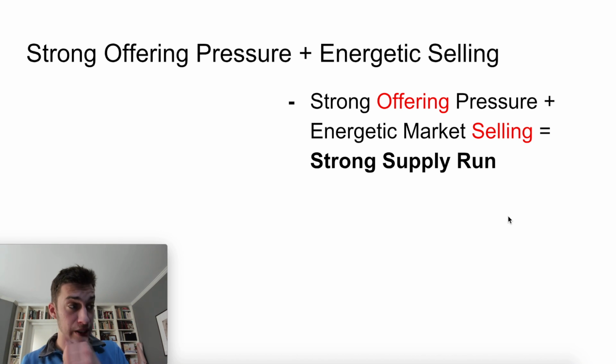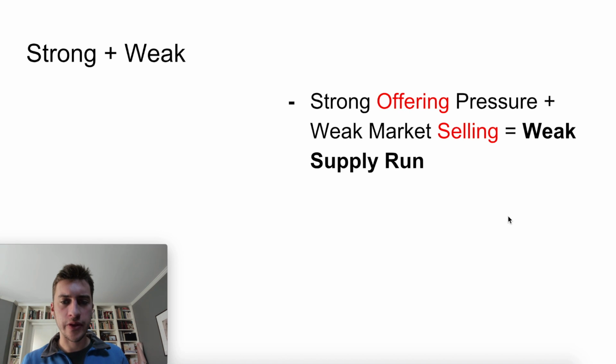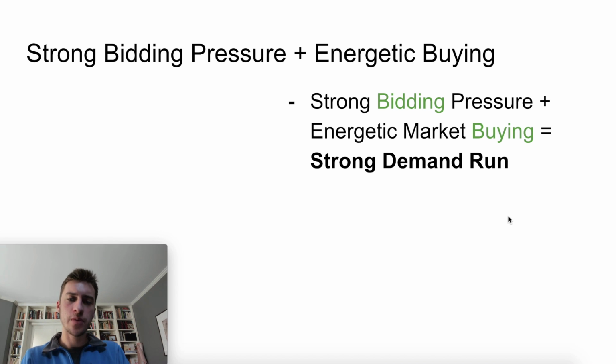How can we use this in our actual trading? Well, when we look here with the strong demand run, with the strong bidding pressure and energetic buying, you probably don't want to buy here. But what you could do is wait for this demand run to end and do one of two things. You could wait for the demand run to end and try to sell at the end of the demand run, which probably wouldn't be too hard. If there's heavy energetic buying, you'll probably be able to fill your limit sell order. This isn't exactly recommended with a very strong demand run because that will probably just continue going up.